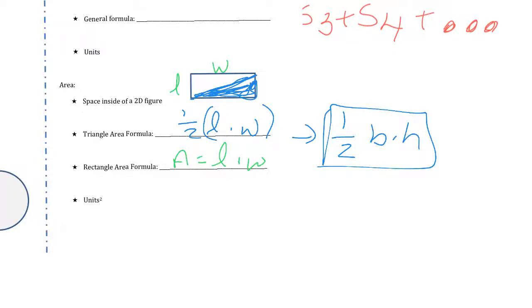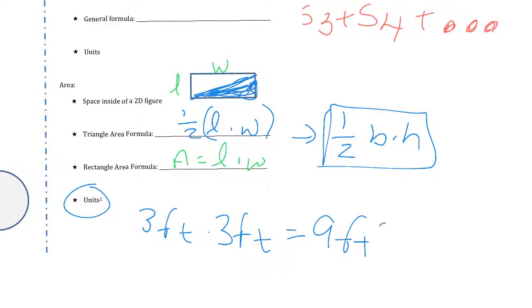And then our units are just units squared, because it's going to be like 3 feet times 3 feet, which is 9 feet squared. So you're actually multiplying the feet as well, whereas in perimeter, you're just adding 3 feet plus 3 feet. That's 6 total feet.